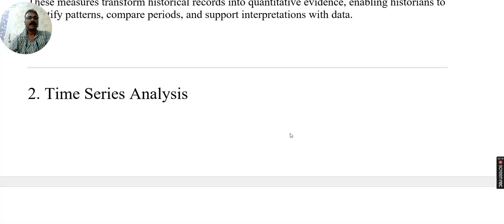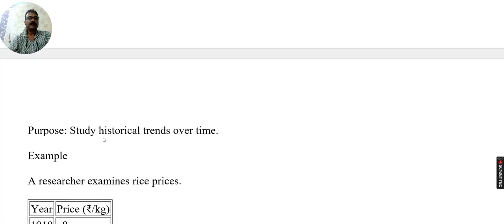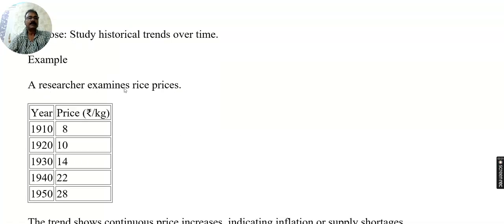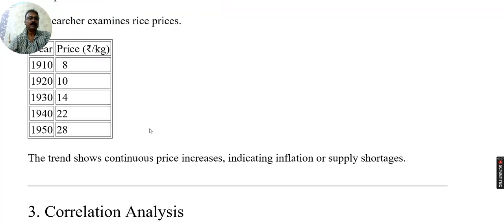Now today's part is time series analysis. Actually the purpose is to study historical trends over time. For example, a researcher examines rice prices. Price is one column, the first column is the year, and price per kg is another column. So if we plot this data into a graph, there will be an upward rising trend, because the price increases. The trend shows continuous price increase, indicating inflation or supply shortages.